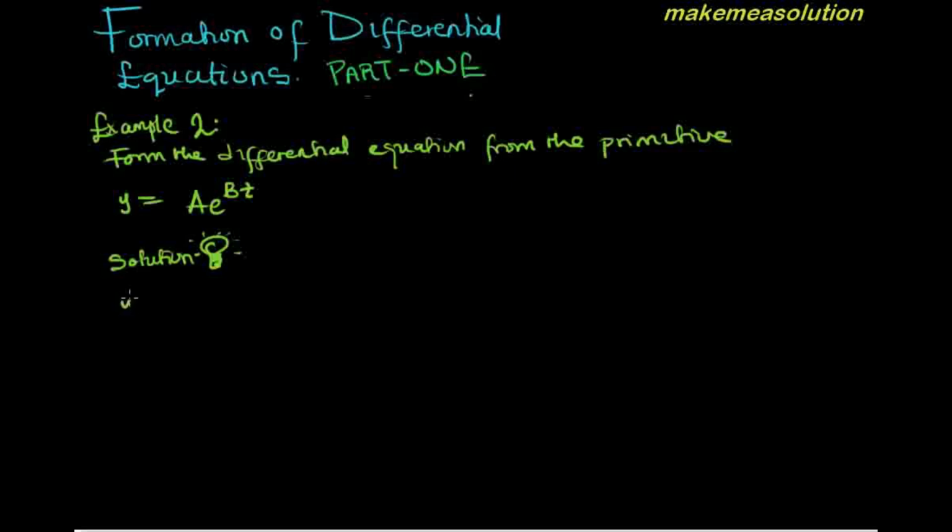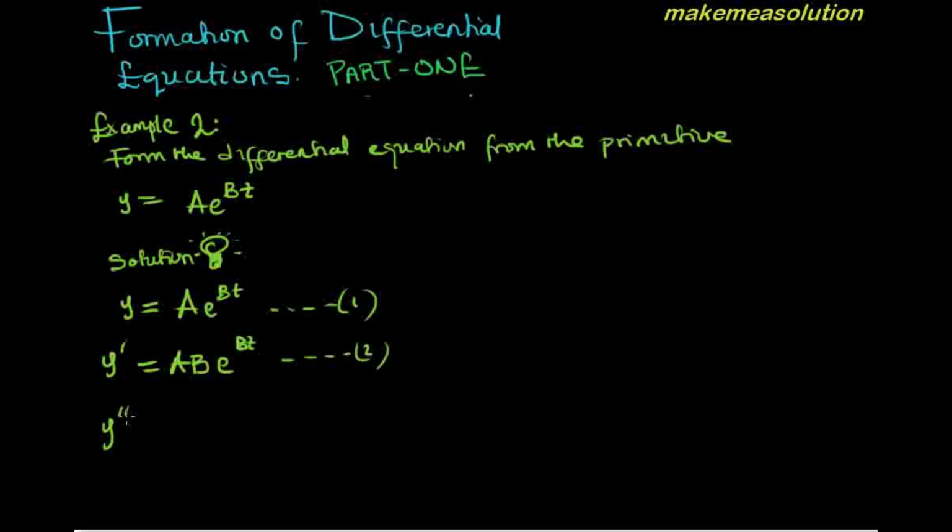So a and b are arbitrary constants. So let's go. We have y is equal to a exponential bt. Okay, so this is equation 1. So when we differentiate, y prime becomes ab exponential bt. So this is equation 2. When we differentiate again, y prime prime is equal to ab squared exponential bt. So this is equation 3. Is that okay? So how do you now resolve this particular equation?